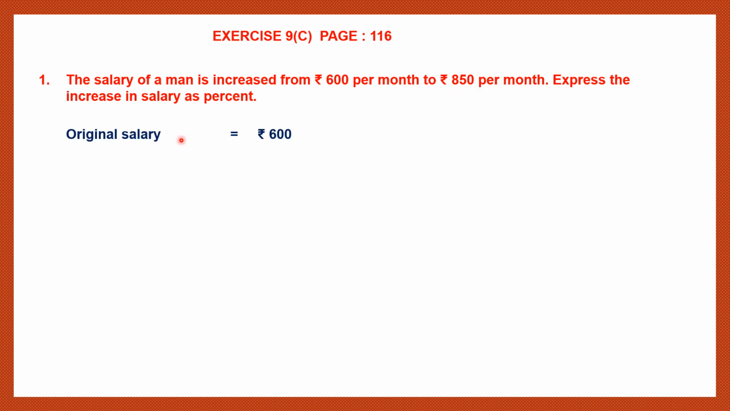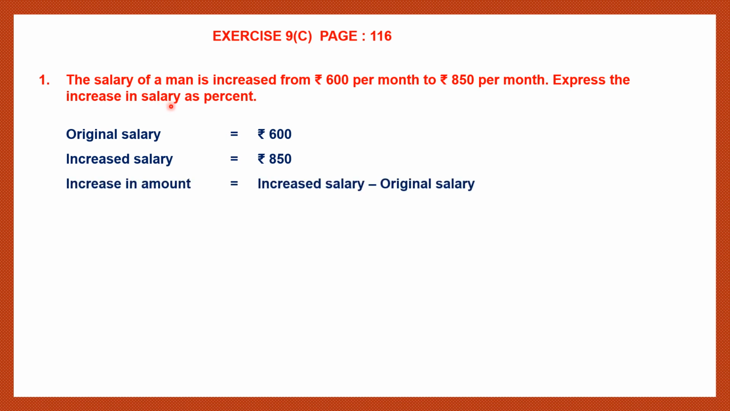So let's write that down. So the original salary is 600 rupees and the increased salary is 850 per month. Okay, so from 600 it's become 850. Now express the increase in salary. So first of all, we have to find what is the increase in salary. So original salary is this, 850 is the increased salary. When we find the difference between these two, we will know how much the increase in salary is. So increase in salary will be the increased salary minus the original salary.